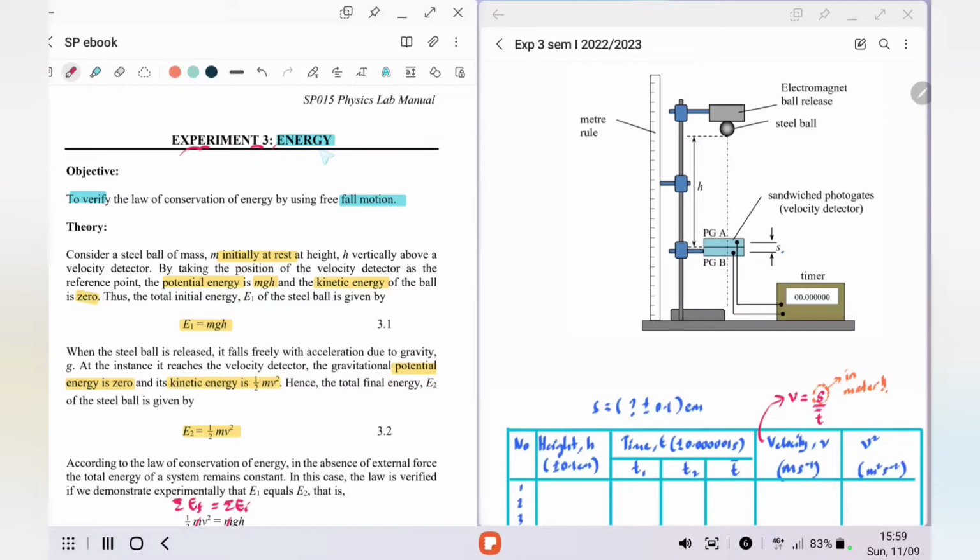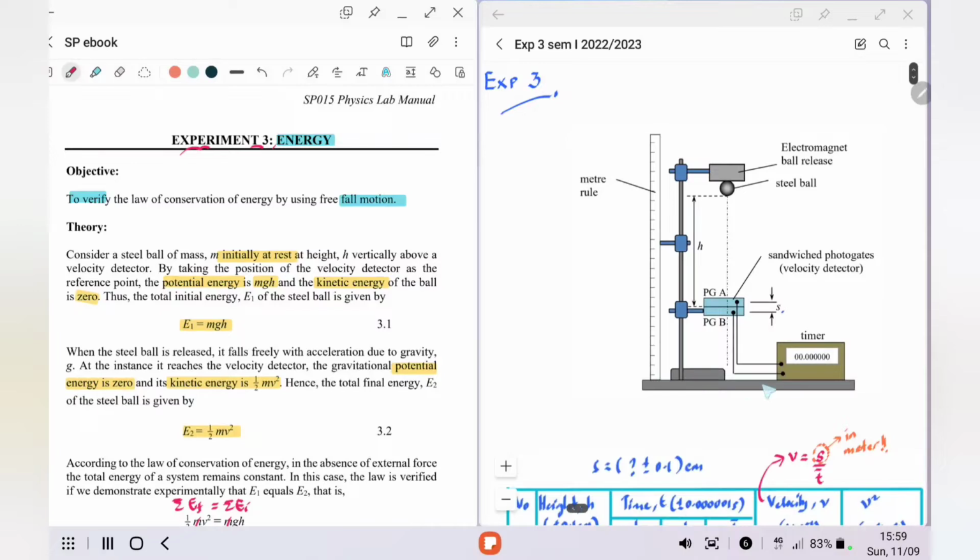The objective of the experiment is to verify the law of conservation of energy by using free fall motion. Based on this we need to verify the law of conservation of energy. How to verify it is quite simple. Normally we just compare two different values. By getting equal values, it means that the law of conservation of energy is verified. But let's say the values are different, so it doesn't obey the principle, so it's not verified.